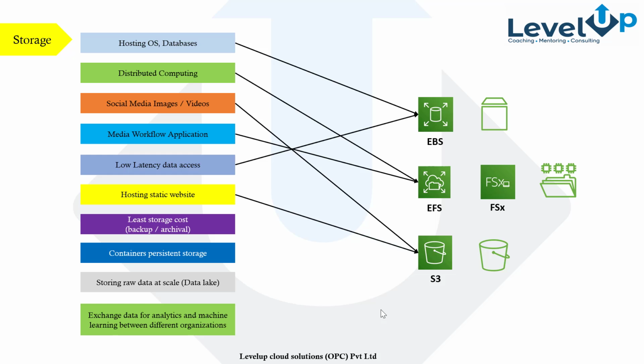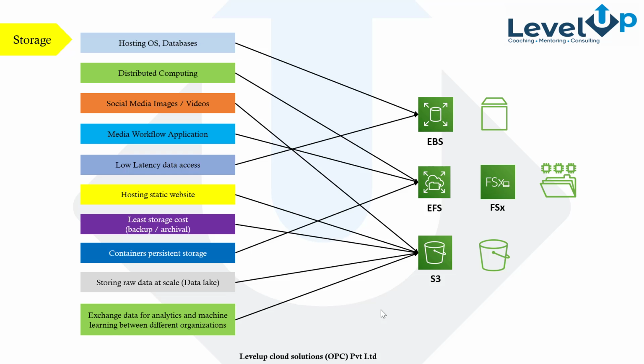And if cost is a criterion for you, and you want the least storage cost for backup or retrieval, yes, it is going to be S3. If you want to create containers having persistent storage, then EFS is the right option. And for a data lake, S3 is what you will be looking to store the data. And if you want to exchange data for analytics and machine learning between different organizations, again, S3 is where you will store your data. So these are the different use cases of which kind of data to store on which kind of AWS storage.